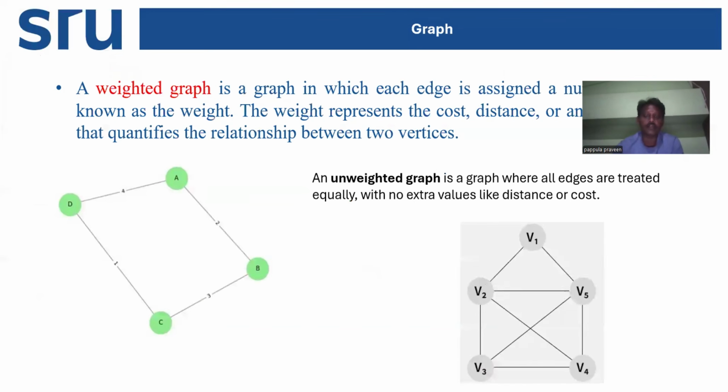Now the weighted graph is also completed here, along with the undirected graph and weighted graph. In a weighted graph, these are the weights between one vertex and another vertex. Next, in an unweighted graph, there are no weights between one vertex and another vertex.